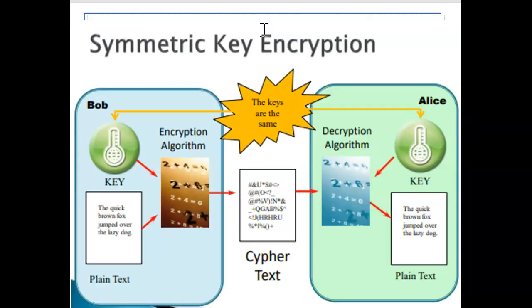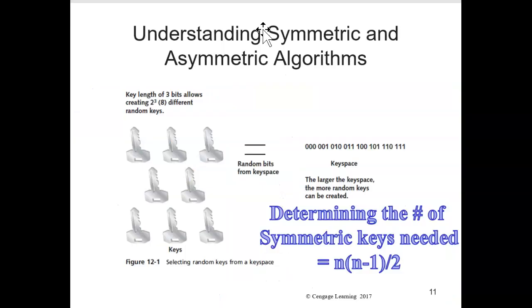Now, here's a picture of symmetric key encryption. So Bob, he has a key. The keys, notice, are the same. Alice has the same key on the right. And so Bob writes a message, uses the key to encrypt it using the algorithm. The ciphertext is transmitted. Nobody can read it. And then it is decrypted using the same key and converted to plain text so Alice can read it, right? And so that's how that works. I thought that picture might be useful.